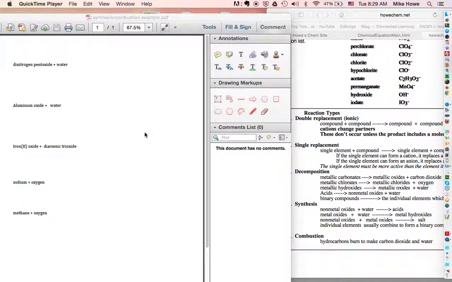This is our last set of examples. I'm going to try and squeeze synthesis and combustion into this example. Our first one is dinitrogen pentoxide plus water. I'm going to go ahead and write the symbols down for this, and then we'll talk about how to identify that it is a synthesis reaction. So dinitrogen pentoxide would be N2O5.